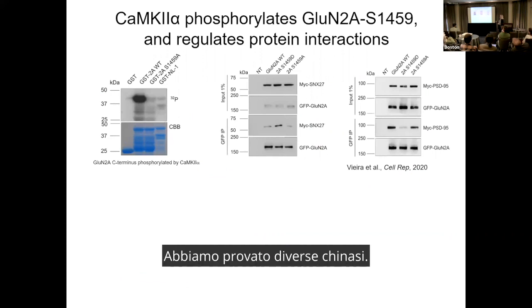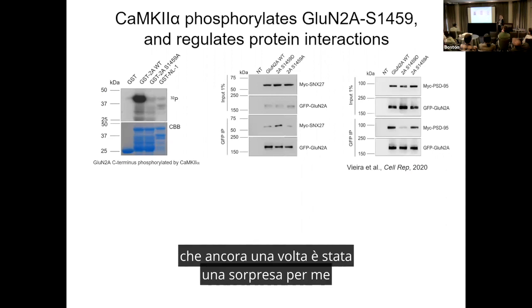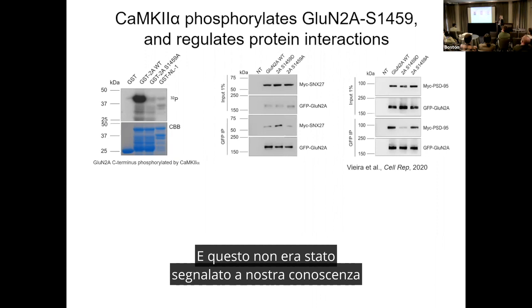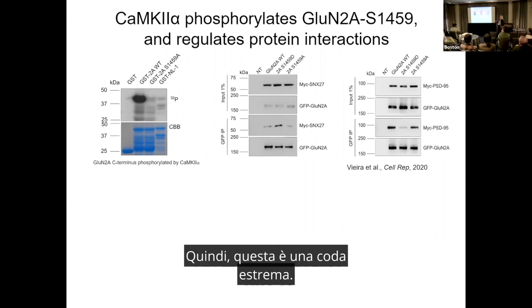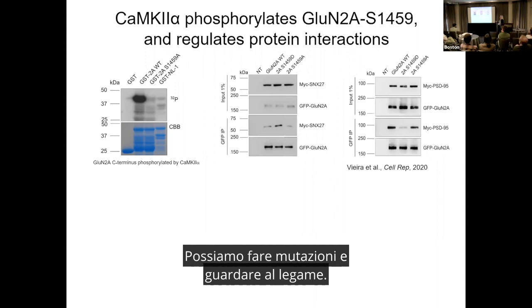We tried different kinases. It turned out it's a CAMK2 site, which once again was a surprise to me because people have been working on CAMK2 and 2B for decades, and this had not been reported to our knowledge in 2A. So this is the extreme tail. This is an in vitro phosphorylation by CAMK2. It's phosphorylated. A single point mutation disrupts it. We can make mutations and look at binding.